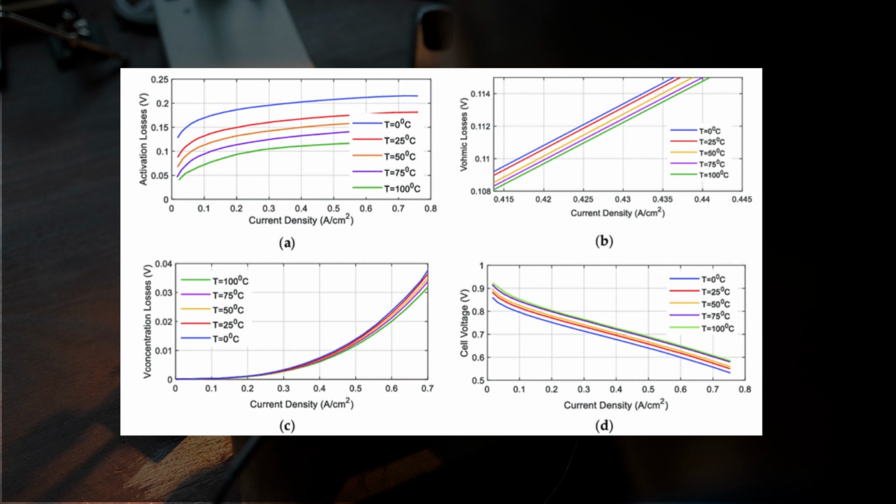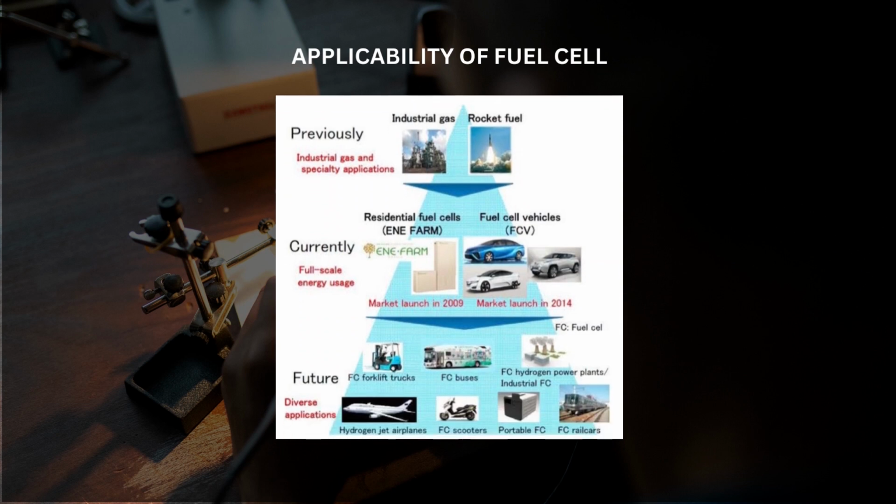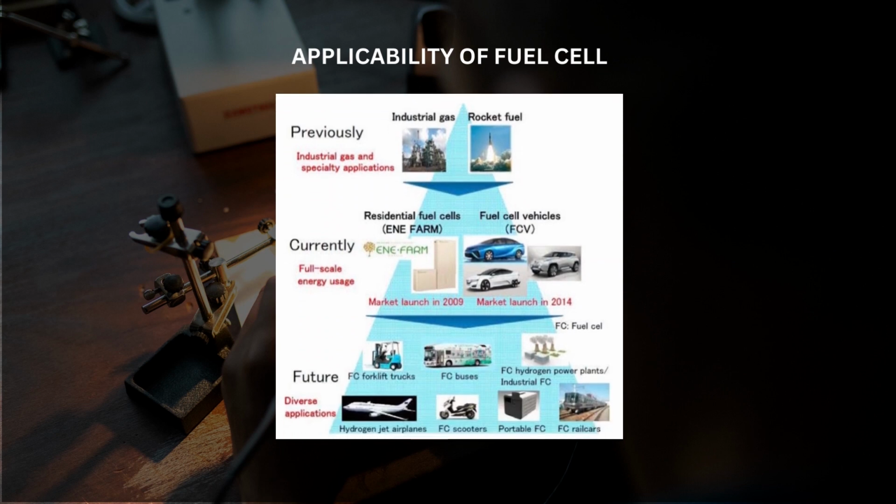It has been seen that with increasing operating temperature, the performance of a fuel cell increases due to a decrease in activation, ohmic and concentration losses. From this figure, we can see the fuel cell's applicability. Due to its efficiency, minimal emission and adaptability, fuel cells can be used in many sectors.